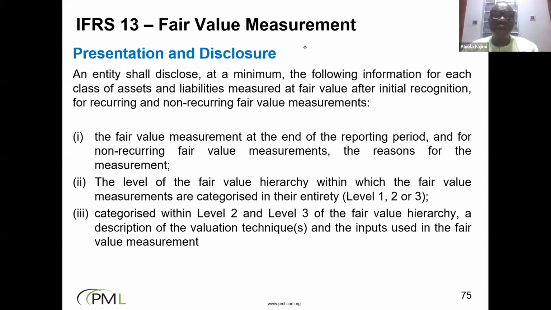Number two, the level of the fair value hierarchy within which the fair value measurements are categorized in their entirety, which is what I've mentioned. How you've categorized all your items or financial instruments into level 1, level 2, or level 3 has to be disclosed in the financial statement. Then the last point: for items categorized within level 2 and level 3 of the fair value hierarchy, a description of the valuation techniques and the inputs used in their fair value measurement. If your instrument is in category 2 or 3, you need to disclose how you have measured the fair value of the financial instruments in your financial statement. It's important that that is disclosed so that the user of the financial statement can understand it.